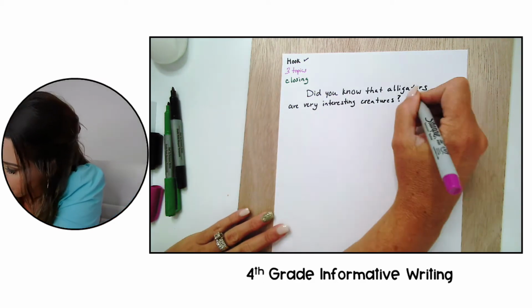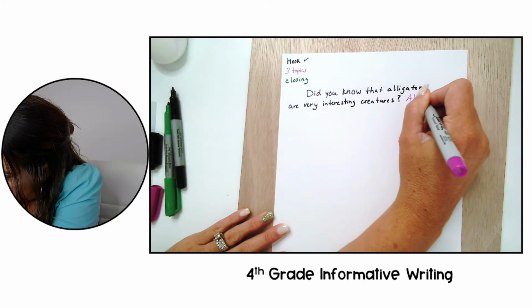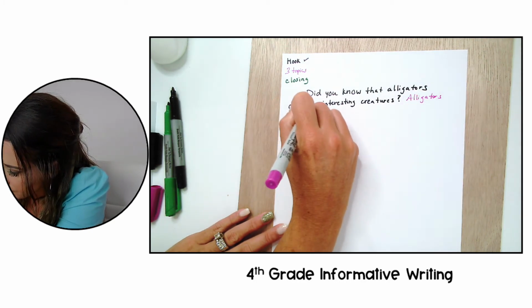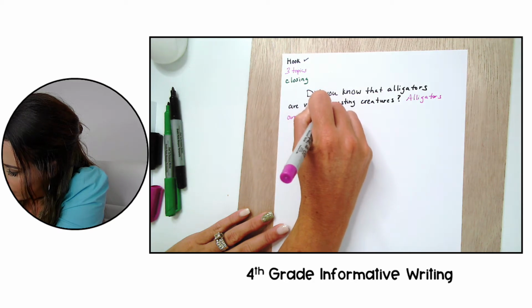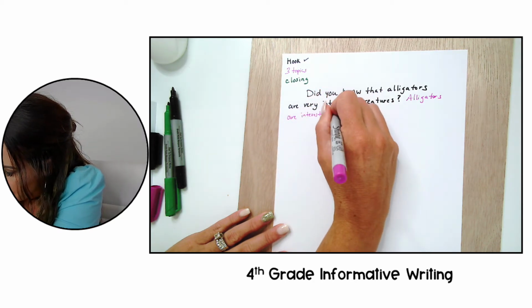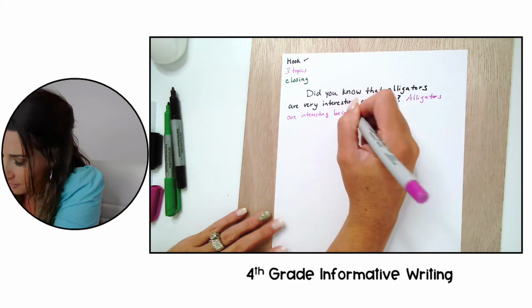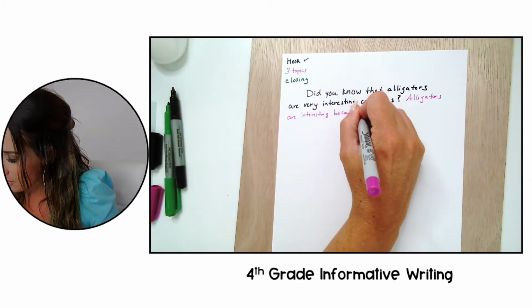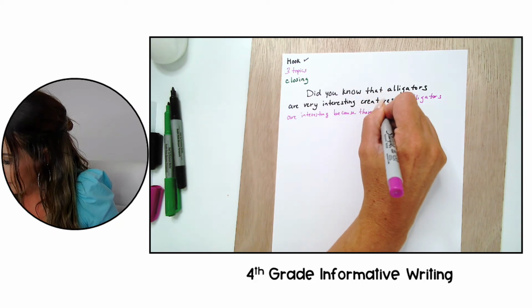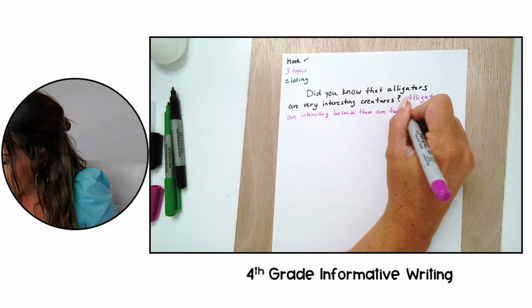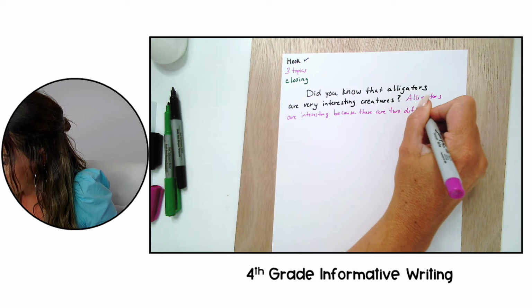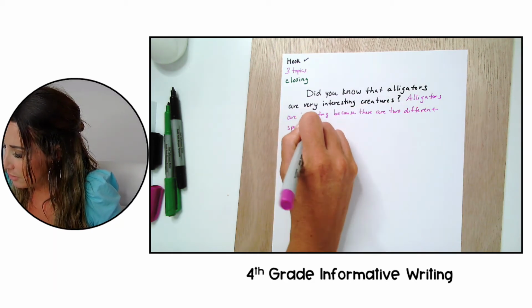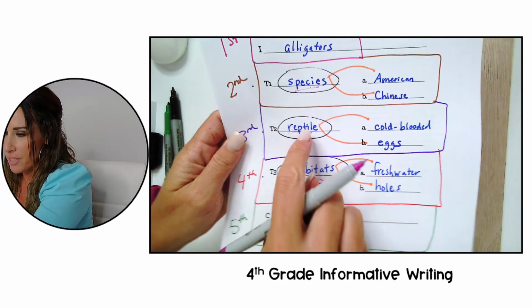So I'm going to put alligators are interesting because, now my T1 is species, so I'm going to say because there are 2 different species, comma, my T2 is reptile.